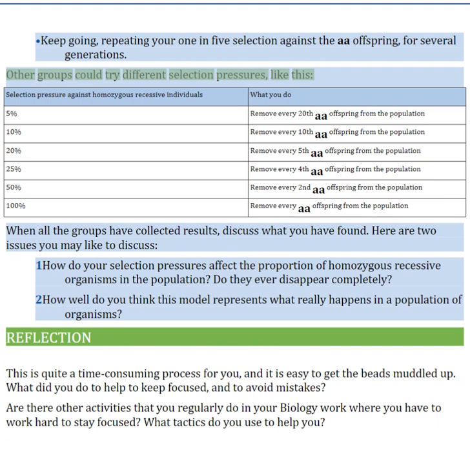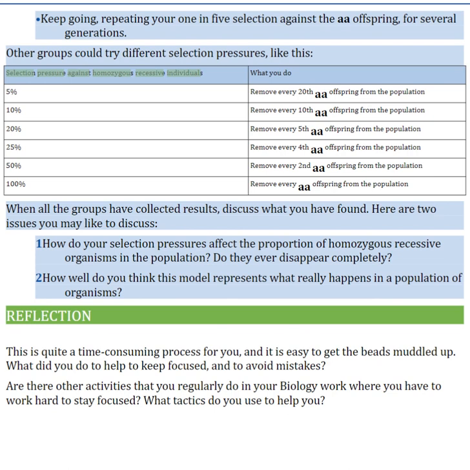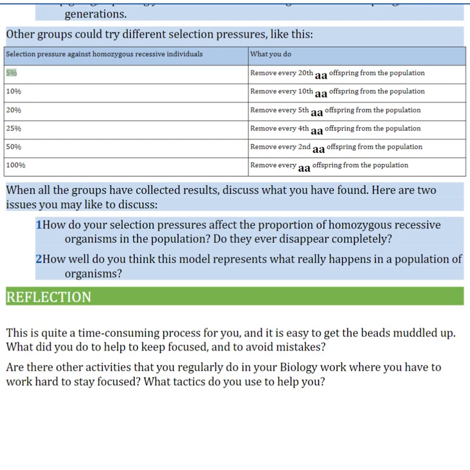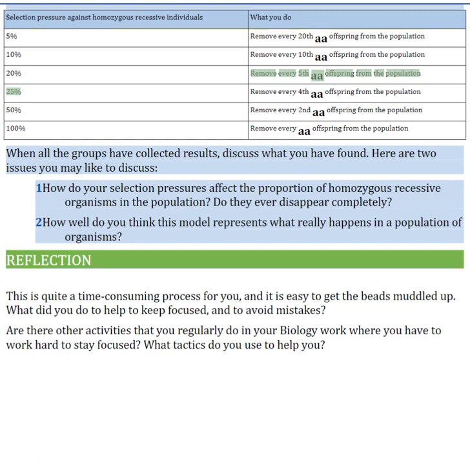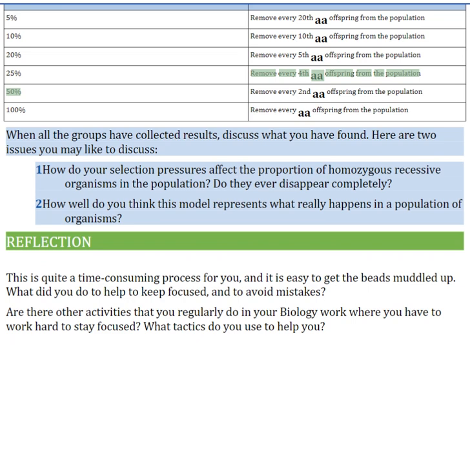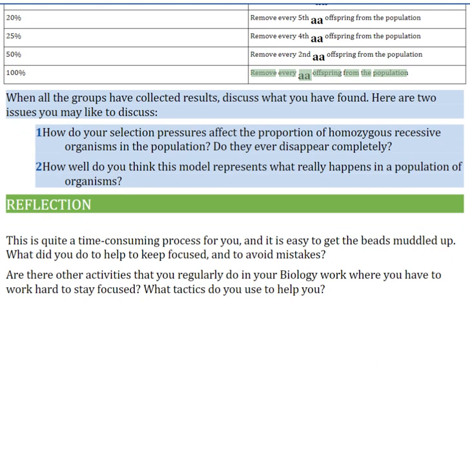Other groups could try different selection pressures like this. Selection pressure against homozygous recessive individuals. What you do: 5%, remove every 20th offspring from the population. 10%, remove every 10th offspring from the population. 20%, remove every 5th offspring from the population. 25%, remove every 4th offspring from the population. 50%, remove every 2nd offspring from the population. 100%, remove every offspring from the population.